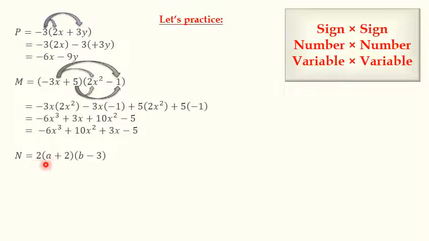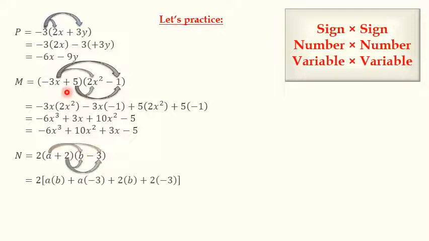Next, 2 into a plus 2 into b minus 3. 2 is multiplied by 2 parentheses. So let's write 2 at the first of the line and then multiply the parentheses here as we did before. So a is multiplied by b, a multiplied by minus 3, 2 multiplied by b, and 2 multiplied by minus 3. Okay, we multiply the result of the expansion, all of it, by 2. And as we know, the priority goes always to solve what's inside the parentheses. Here I have to write 2.